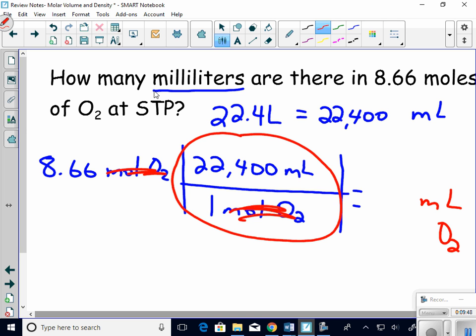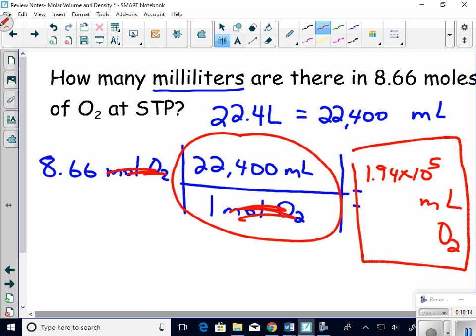8.66 and I multiply that by 22,400, and I get a value of, with 3 sig figs, 1.94 times 10 to the 5th. That is my value in scientific notation.